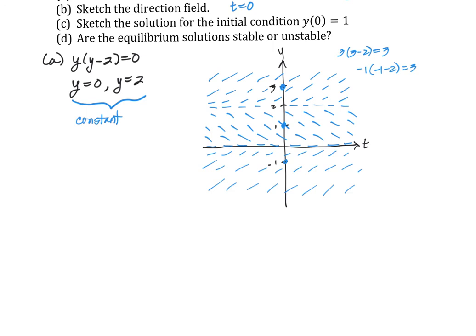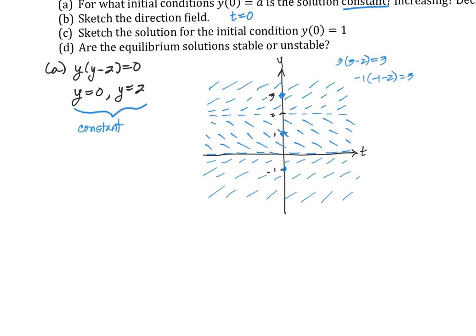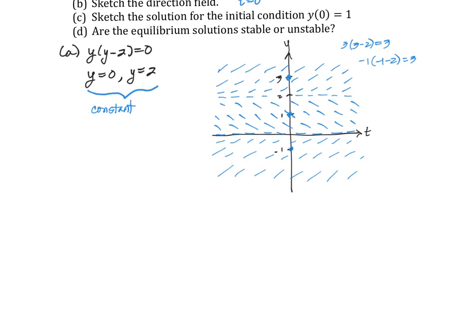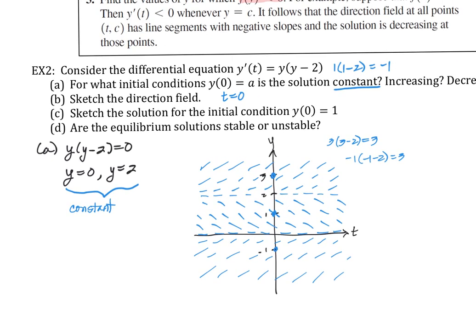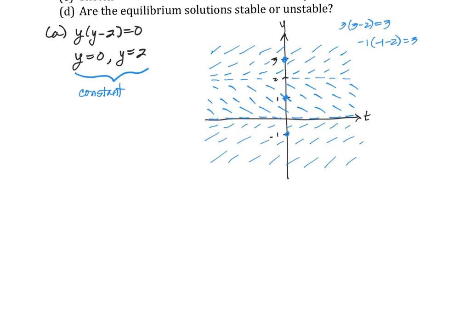Let's look at the rest of part A. We were supposed to find where the solution is constant, increasing, and decreasing. Well, we found where it's constant, and by looking at the graph, I can see that increasing would be when y is greater than 2, also when y is less than 0. So y greater than 2, y less than 0. Don't know if you can hear the roosters in the back. That's my increasing.